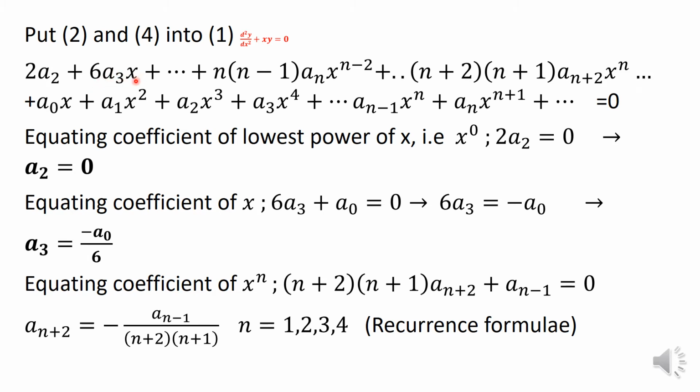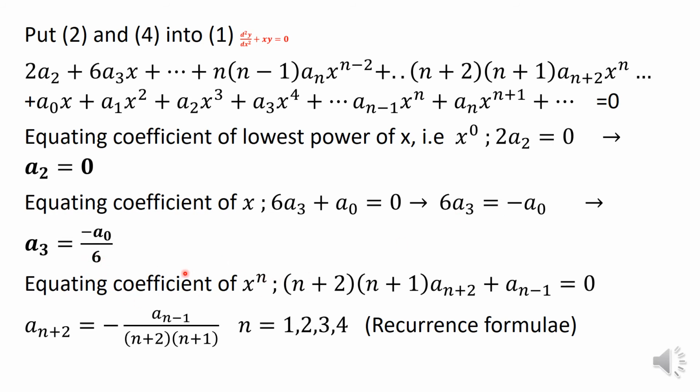This is here, x here only, right? And x here only also. So it means if you combine these two, the answer will be 6a3 plus a0. This same value is equal to 0, which implies a0 you can take that side. So 6a3 will be equal to minus a0, right? Or a3 will be equal to minus a0 by 6.